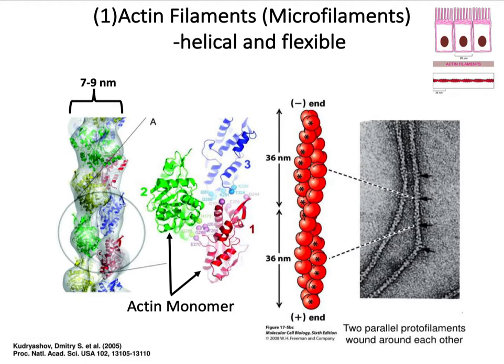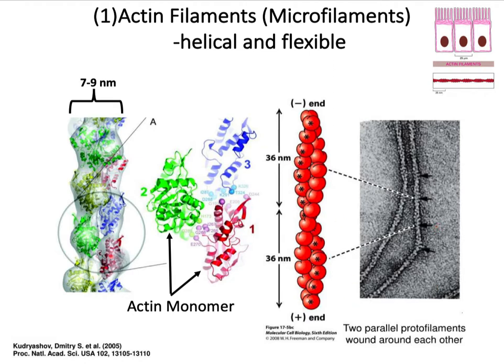So the first filament that we are going to talk about are actin filaments, and sometimes these are referred to as microfilaments. These are polymers of actin monomers. When the monomers come together, they form a helical twisted structure. They are very flexible and dynamic, and they can lengthen and shorten. They are about 7 to 9 nanometers in diameter and visible on the electron microscope.